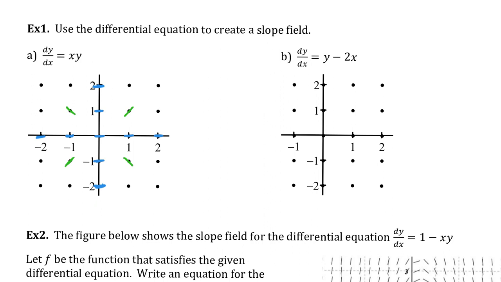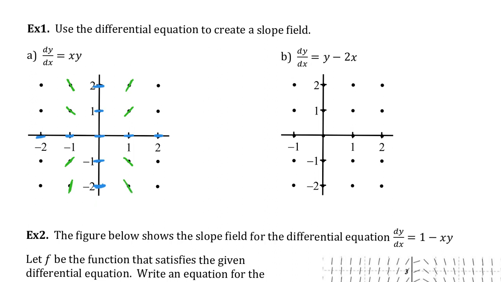1 times 2 is 2. So it's positive. It might be a little steeper. It's an estimate, so it's okay if it doesn't look that exact. (-1, 2) is going to be a slope of -2, so negative but a little steeper. -1 times -2 is positive 2, positive but a little steeper. (1, -2) is -2, so negative slope but a little steeper than the previous.